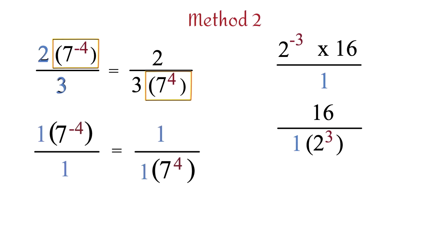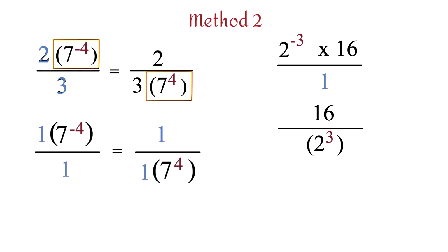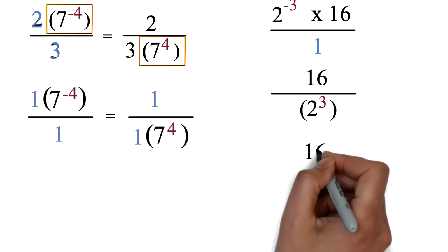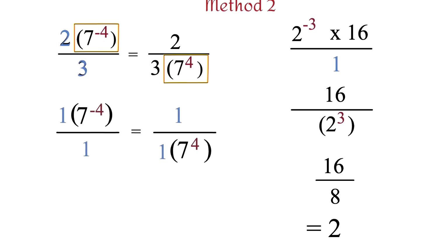1 times 2 exponent 3 is simply 2 exponent 3. So we have 16 over 2 exponent 3. 2 exponent 3 is 2 times 2 times 2, which is 8. We have 16 divided by 8. This will give us 2 as our final answer.